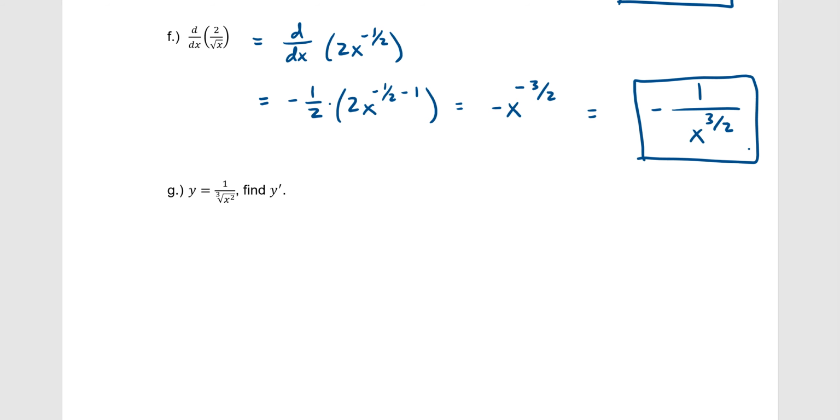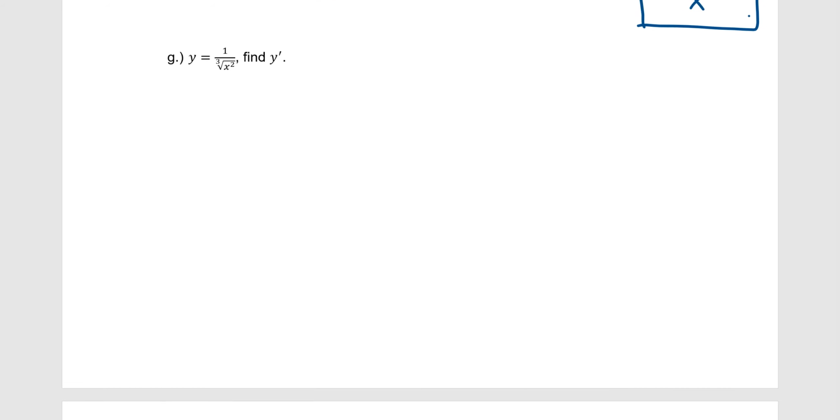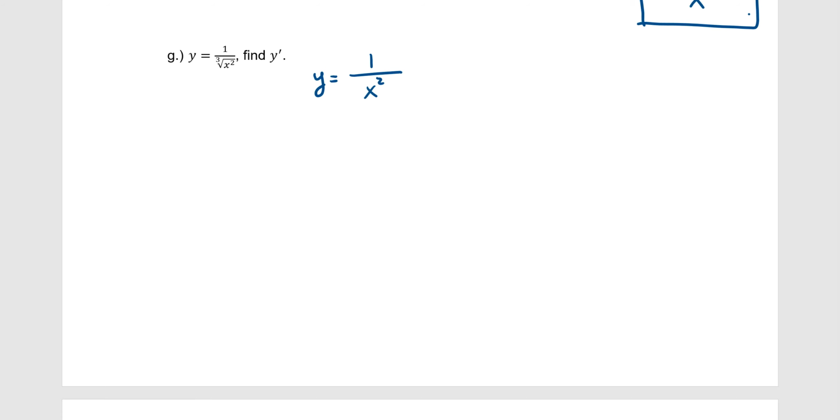Just like I mentioned before, if you can do the steps in your head, do them in your head. You don't need to write down this step if you can do that math in your head. Okay, last one for this particular type of question. y equals 1 over the cubed root of x squared. We want to find the derivative. Before we do that, let's go ahead and rewrite this. We can rewrite the cubed root of x squared as x to the 2/3. And rewriting that as a power function, x to the negative 2/3.